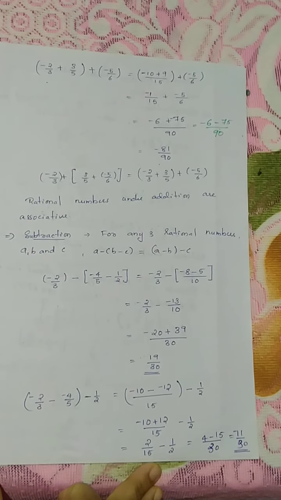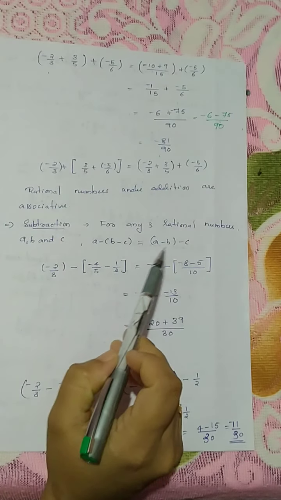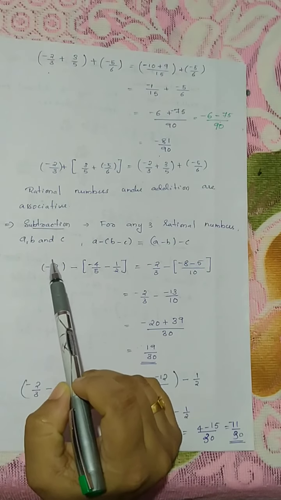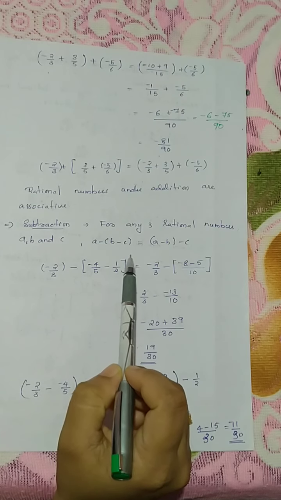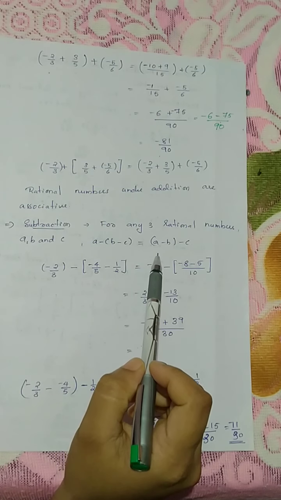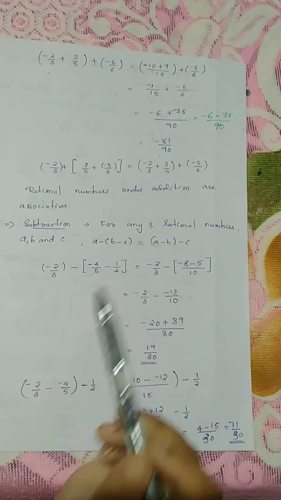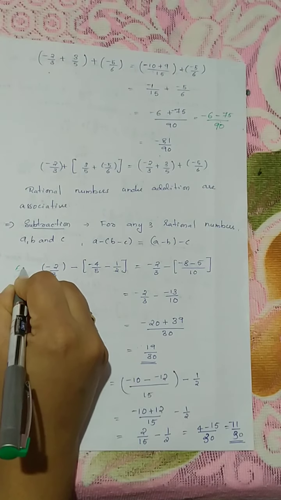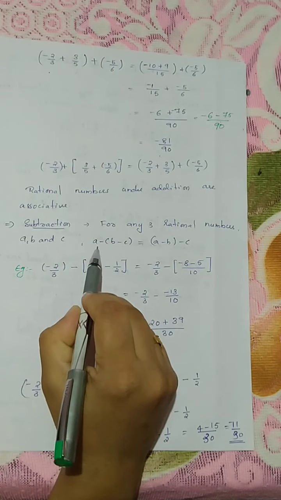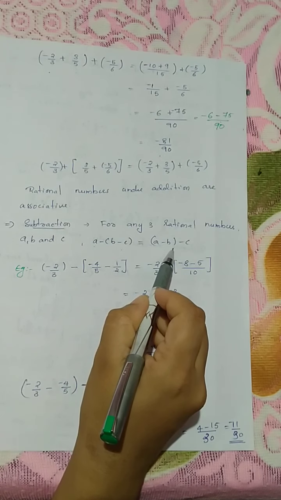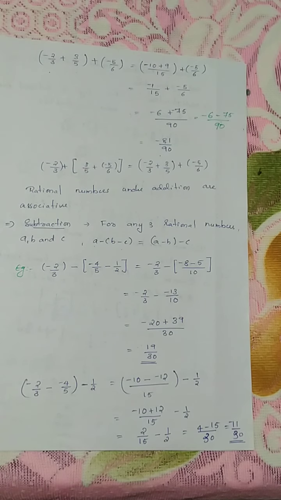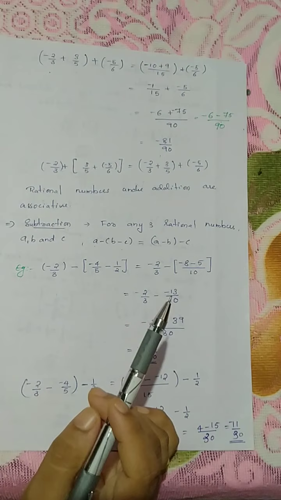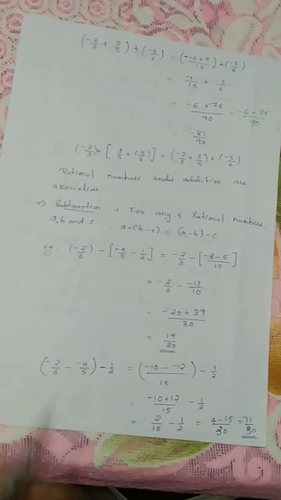Next one, subtraction. For any three rational numbers a, b and c, (a minus b) minus c is equal to a minus (b minus c). So when the value of left hand side and right hand side are equal, then we can say that rational numbers under subtraction are associative. So we are considering an example.